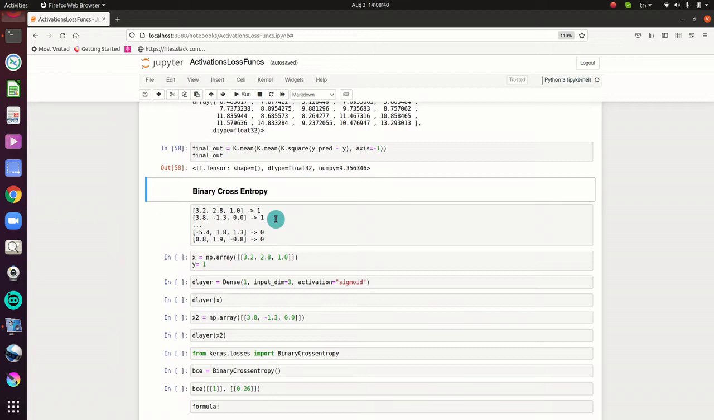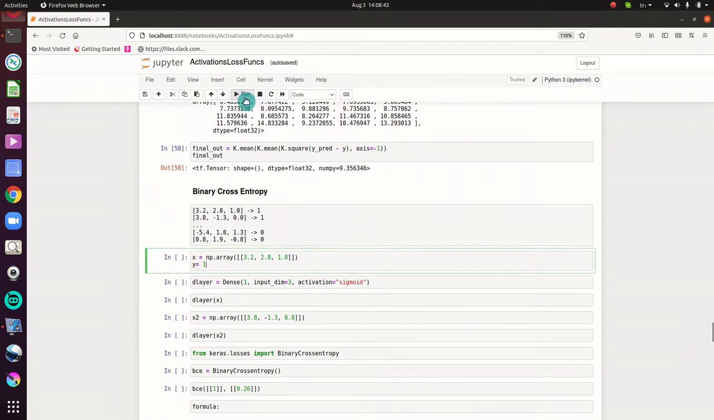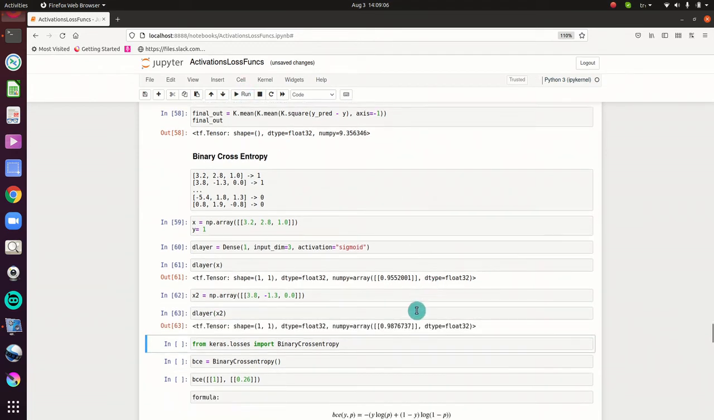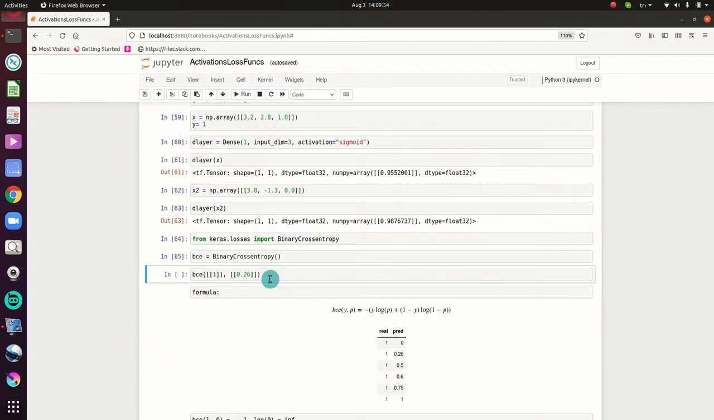Let's do a tiny example. I will use this input and run it through dense with sigmoid activation. Here it is. We get 0.95, okay, sort of close to 1. How about this one? It's a similar number. This is a good estimation. This is a good estimation too, close enough to 1. But with some training and iterating, the NN can make it really 1. Okay, now comes the loss.